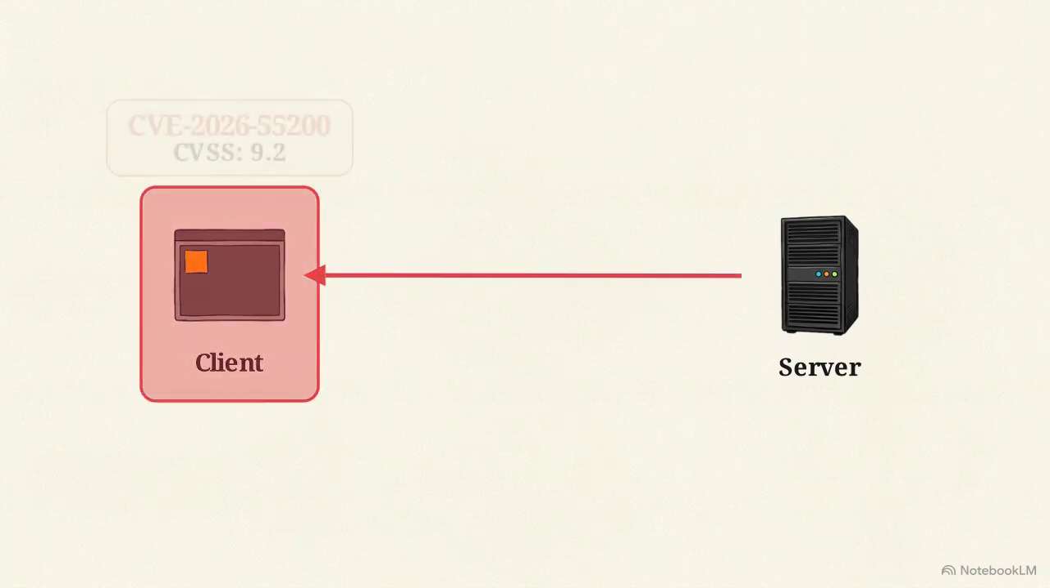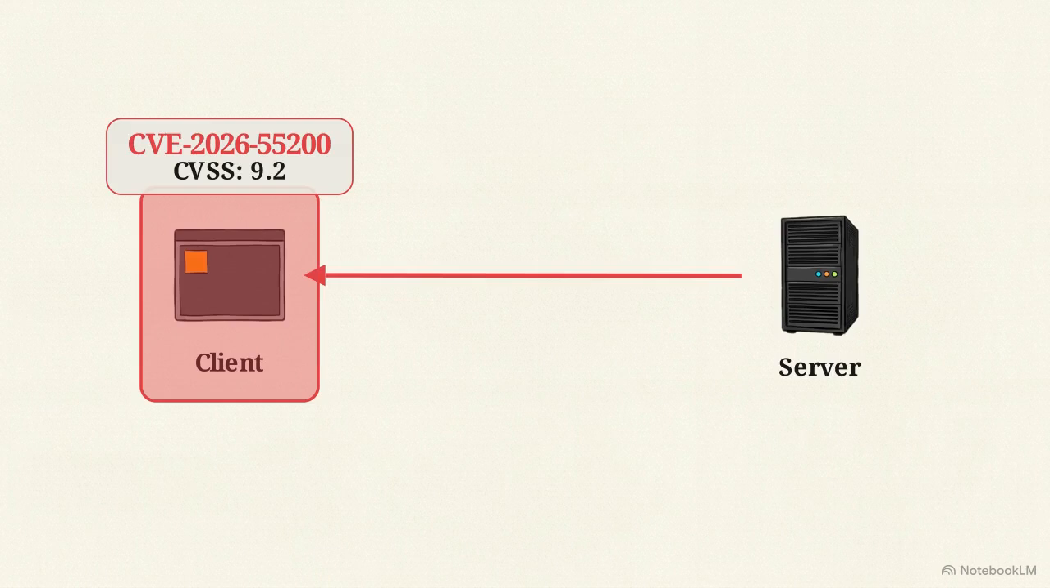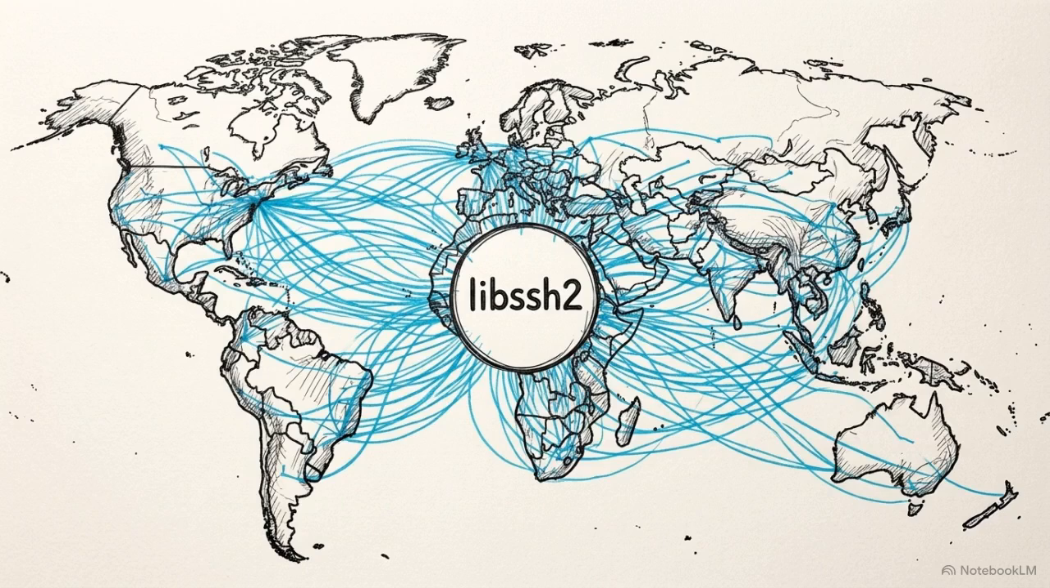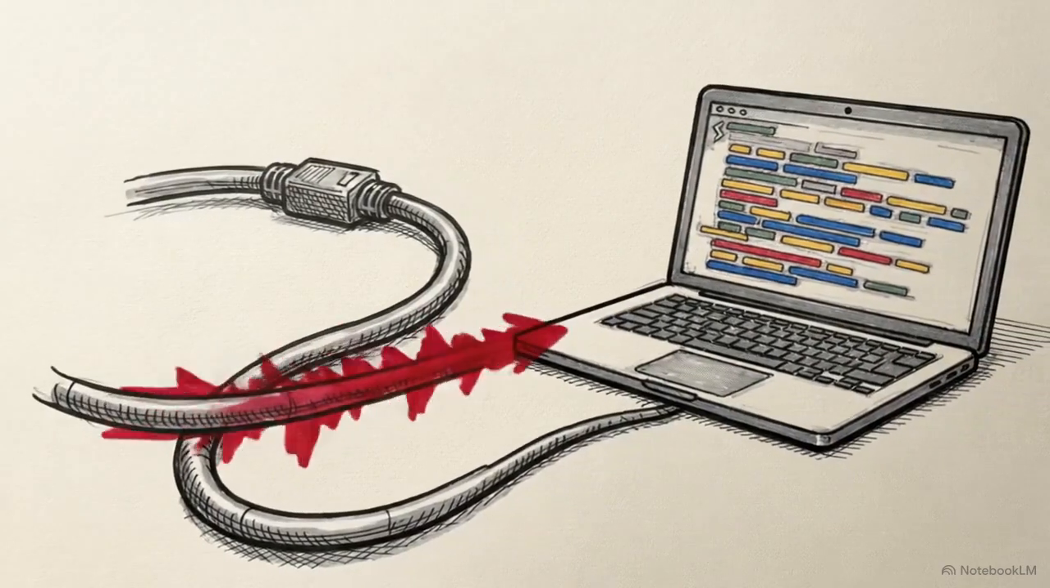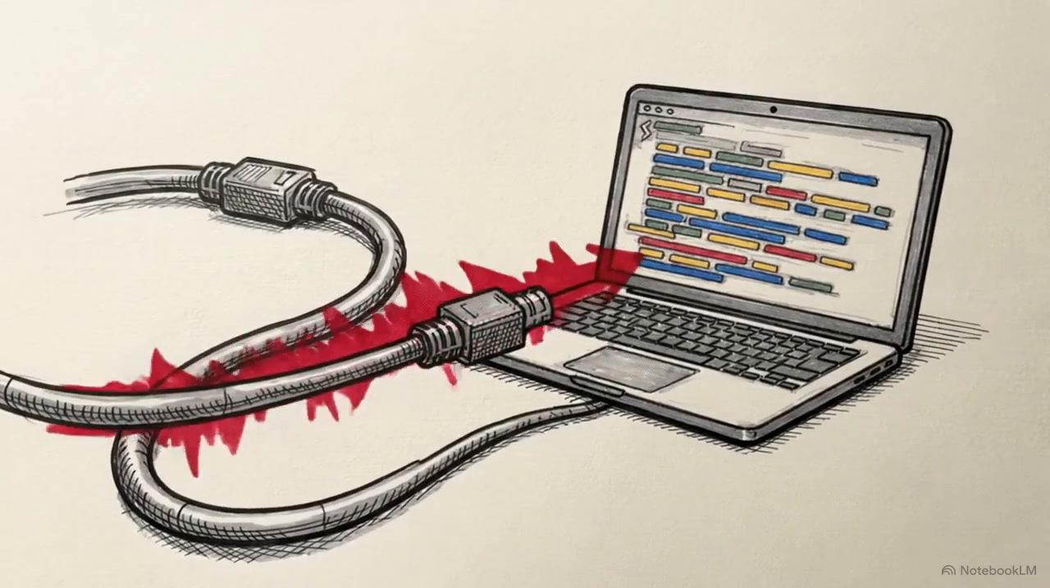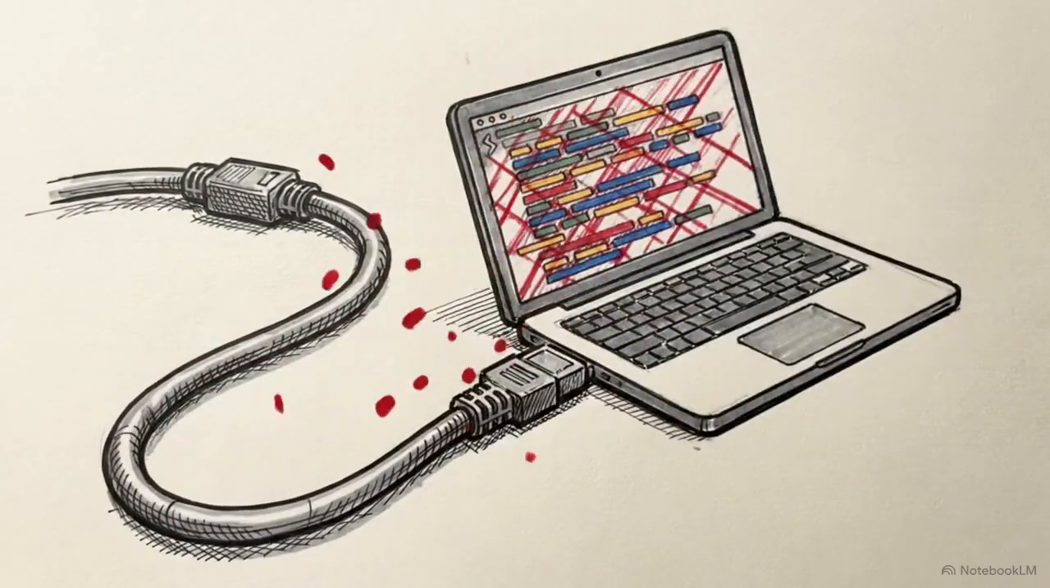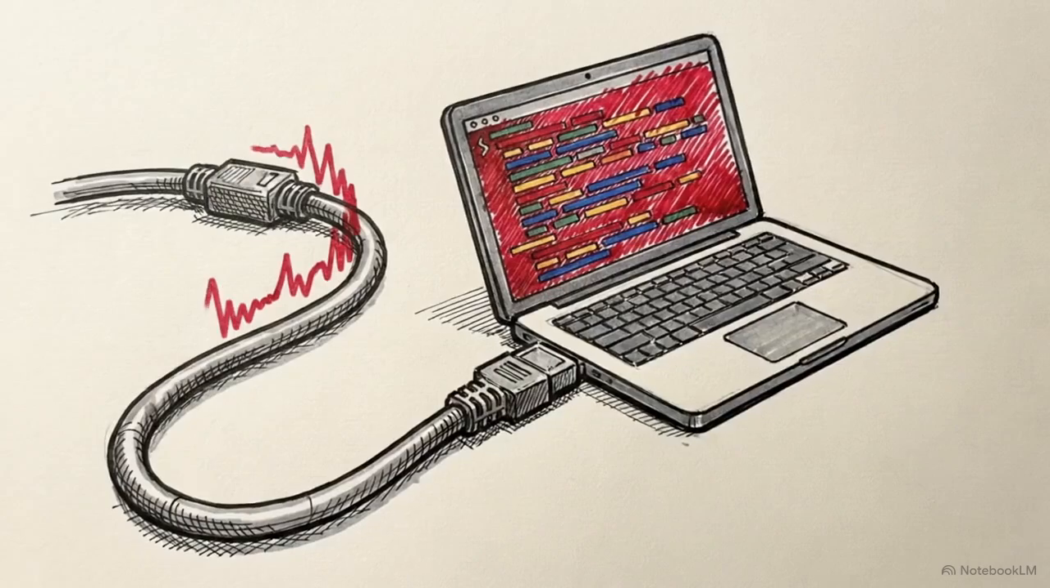CVE-2026-55200 allows malicious servers to weaponize the SSH protocol, firing attacks directly back at the connecting client. The flaw resides in libssh2, a core client-side library used by millions of systems worldwide to manage secure shell connections. Exploiting this library, a malicious server achieves remote code execution on the connecting client machine, gaining total control over the system that initiated the connection.